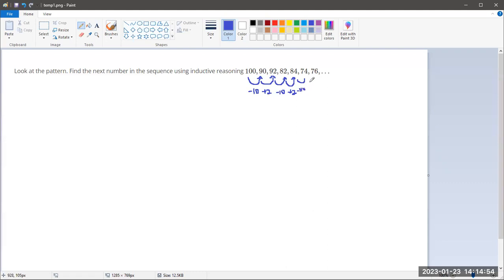That's not very clear because of what I'm using to write, but hopefully you see it enough. And then we're going to add 2. So then the next one must be the subtract 10. And so our guess is going to be 66 for the answer. And that is a correct answer.